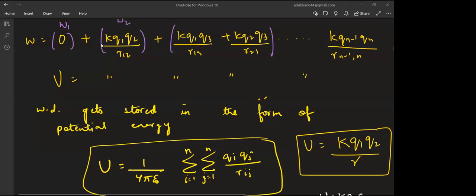Yes, U is potential energy and W is work done. So they are actually different, but work done gets converted into potential energy. That's why I'm equating both of them as same.